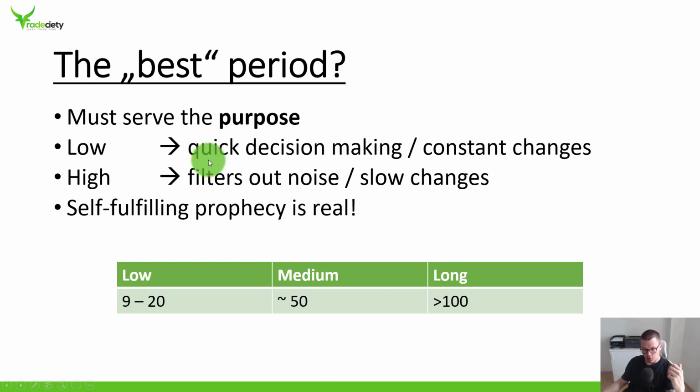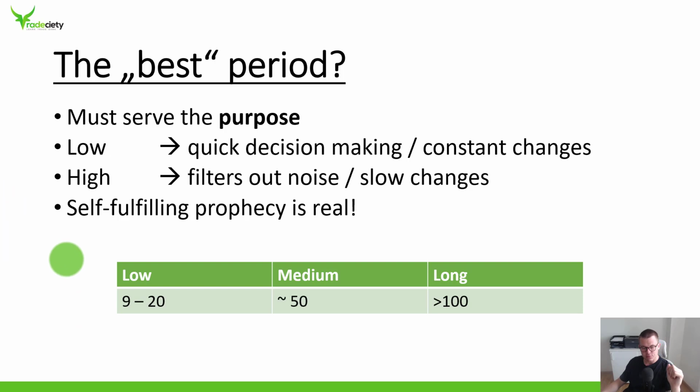Low is for quick decision making. It is always changing. So if you use a 9 or a 20 period SMA or EMA, you will see that it changes all the time very, very quickly, which can be good, which can be bad. It depends on what you're going to use it for and how you're going to use it.